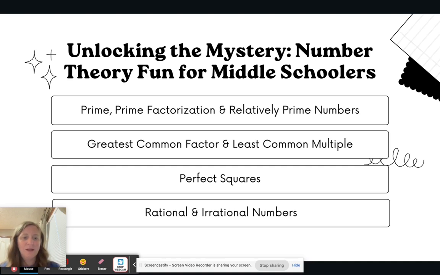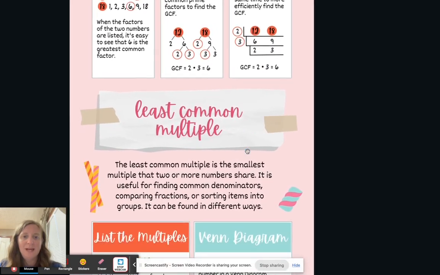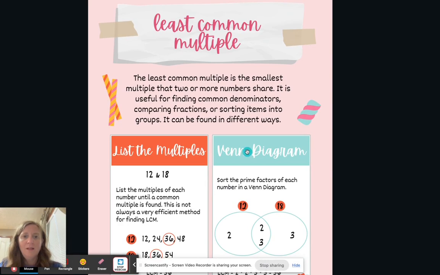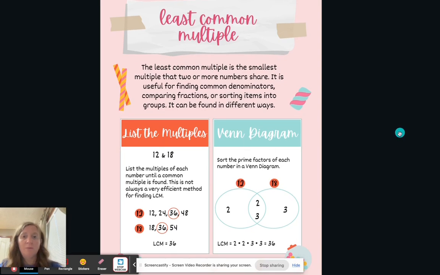So let's get started. This is an infographic on both greatest common factor and least common multiple. And for one of your quests, you're going to be making an infographic. Here's an example. But today we're going to zoom in on least common multiple. Least common multiple is the smallest multiple that two or more numbers share.